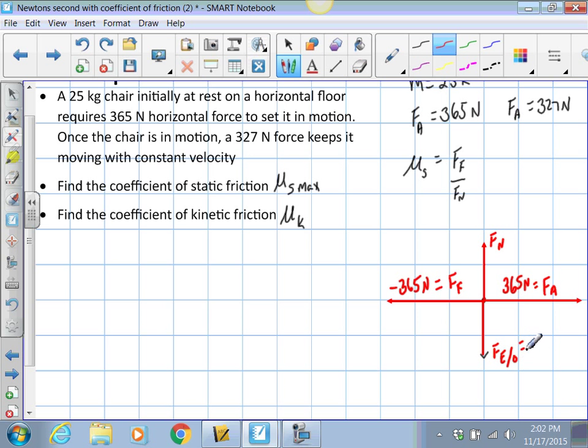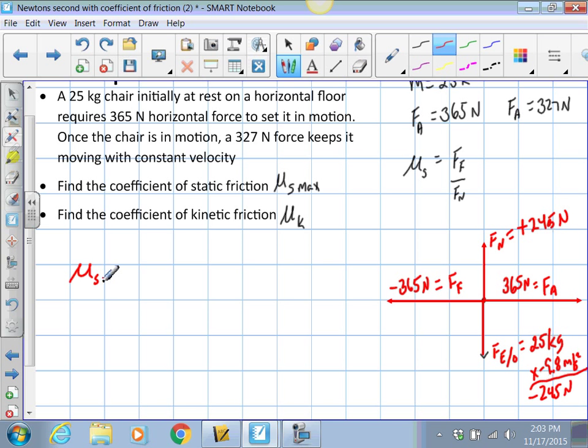All right, and our Earth on object is going to be 25 kilograms times negative 9.8. And how much is it? Negative 245. So what's the normal force? Positive 245 newtons. Okay, so at this point we've got all the information that we need.